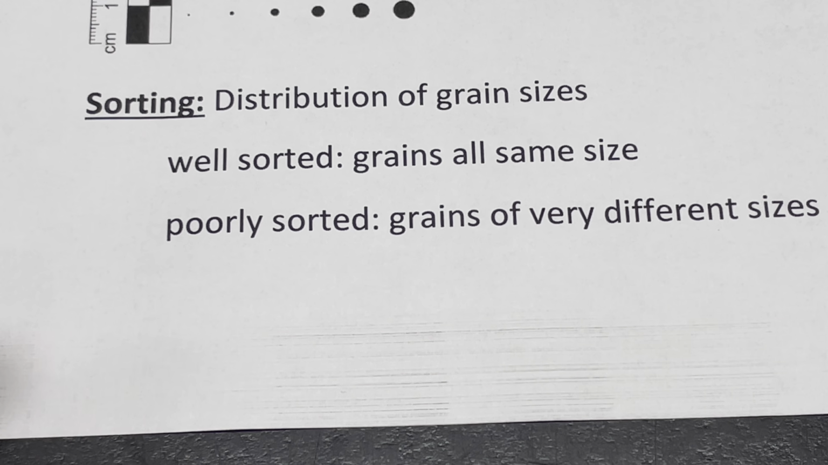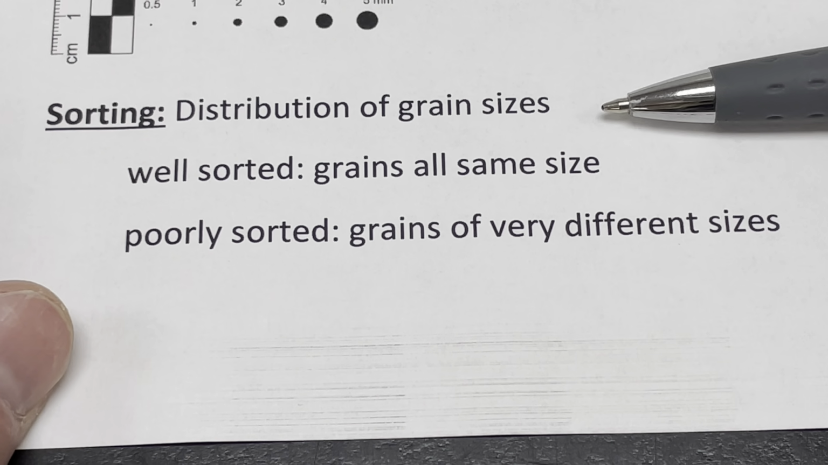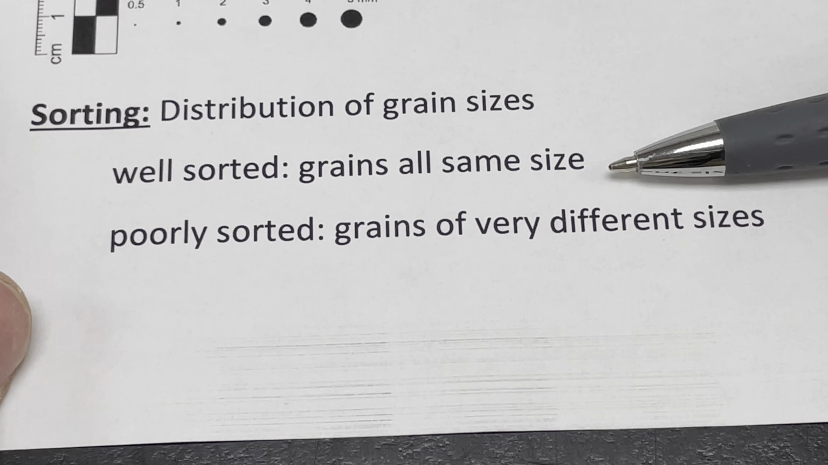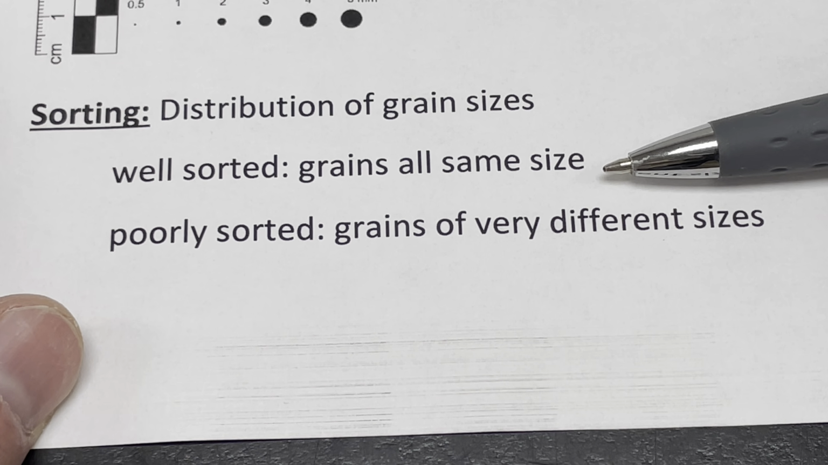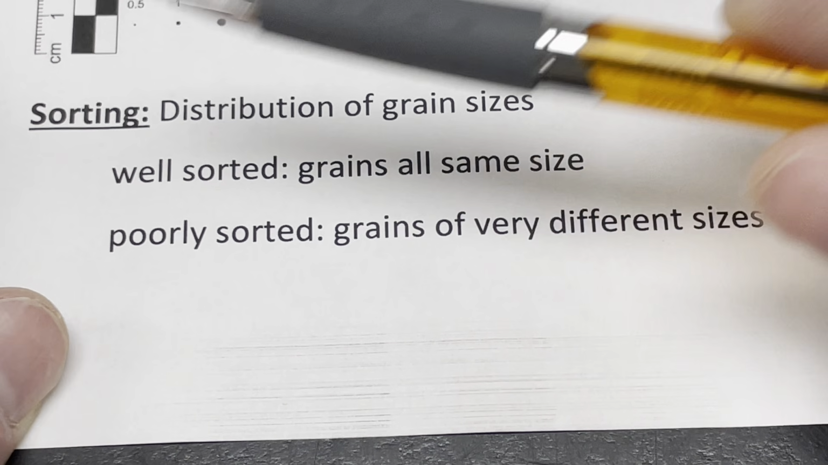Okay, so the last thing we're going to cover on this page, and then I'll actually show you a couple rocks here. If we stay with the idea of grain size, let's think about how those grain sizes are distributed. If those grain sizes are pretty much all the same size, we call that well sorted. So this distribution of grain sizes is a term we call sorting, okay?